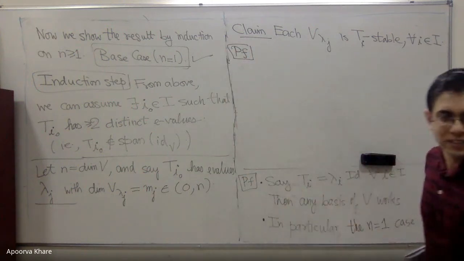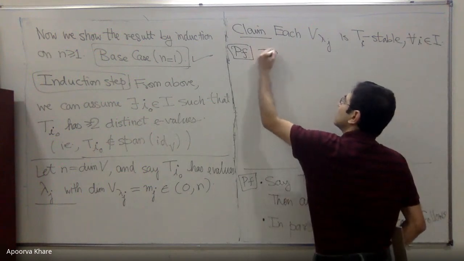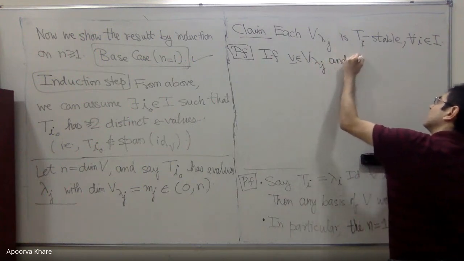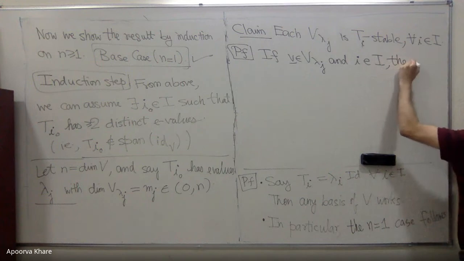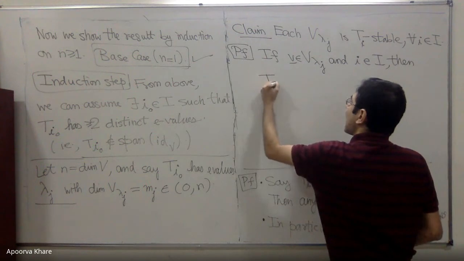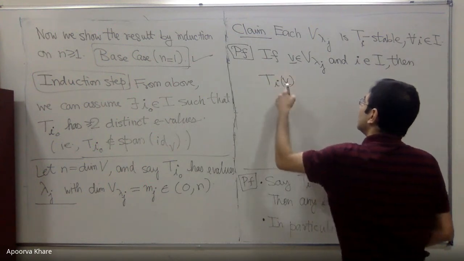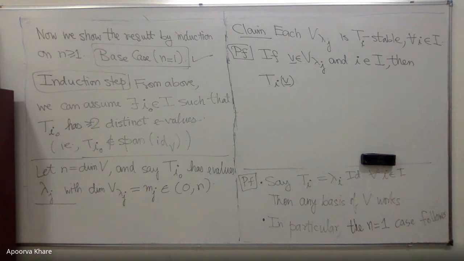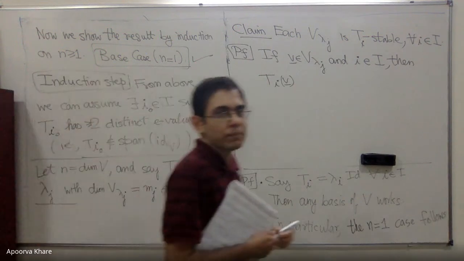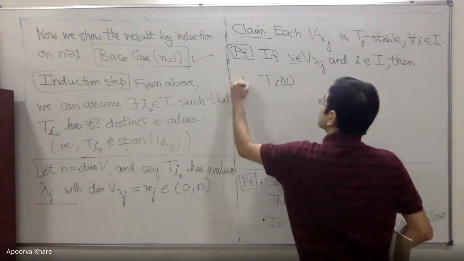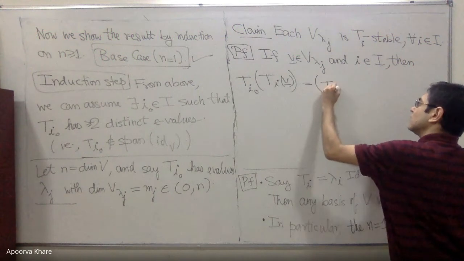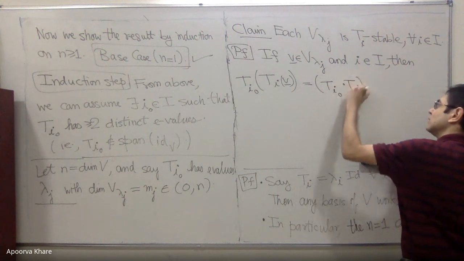Okay, so proof. The proof is very simple actually. Let's take v in V lambda j and i in I, and we just calculate. What do we want to show? We want to show that Ti times v should be in V lambda j. What is the definition of V lambda j? It is precisely the lambda j eigenspace of this map. So let's apply this map and check that you get the correct rescaling. So Ti naught applied to this: this is Ti naught composed with Ti applied to v.